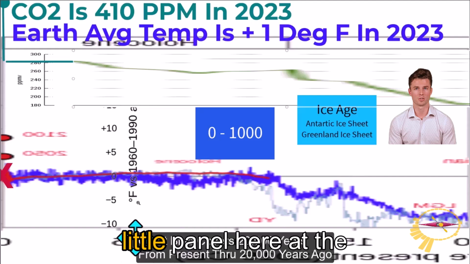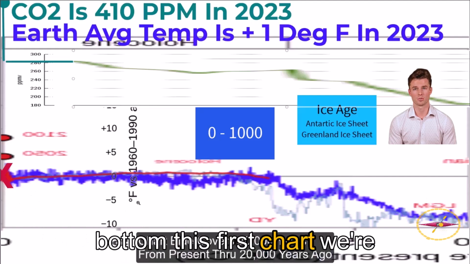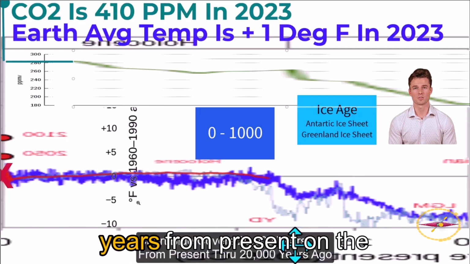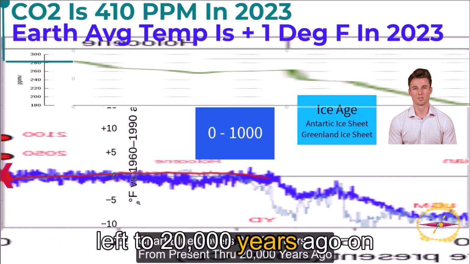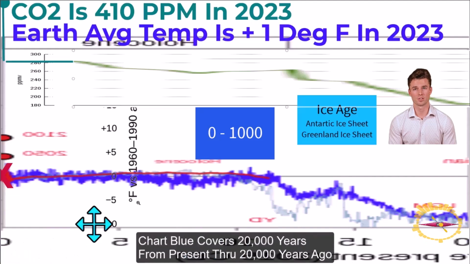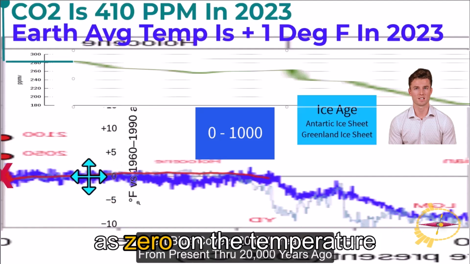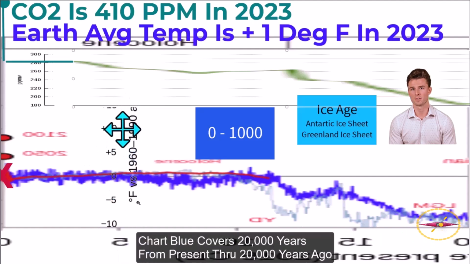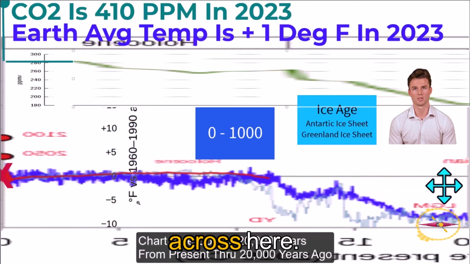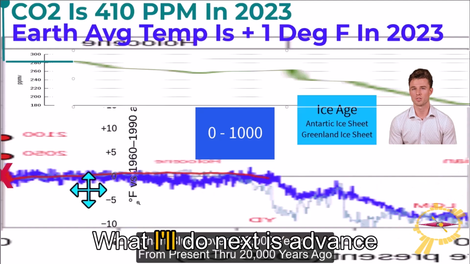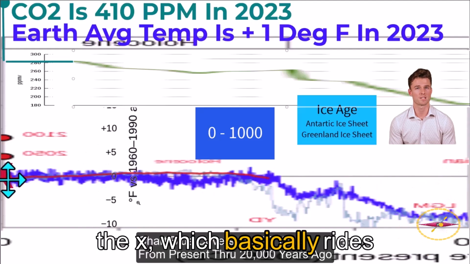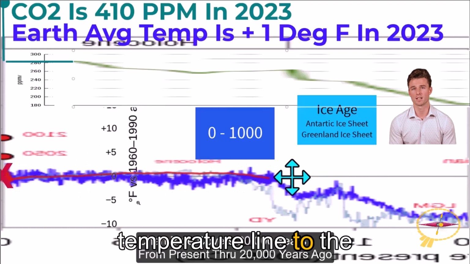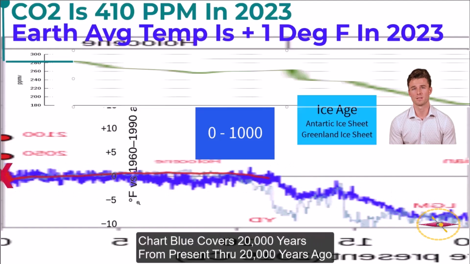As you can see from the little panel here at the bottom, this first chart we're looking at covers 20,000 years from present on the left to 20,000 years ago on the right. Current average temperature is represented as 0 on the temperature scale here. You can see that line going across here. What I'll do next is advance the X, which basically rides along the Earth temperature line, to the beginning of the next panel. And so we'll make that happen now.